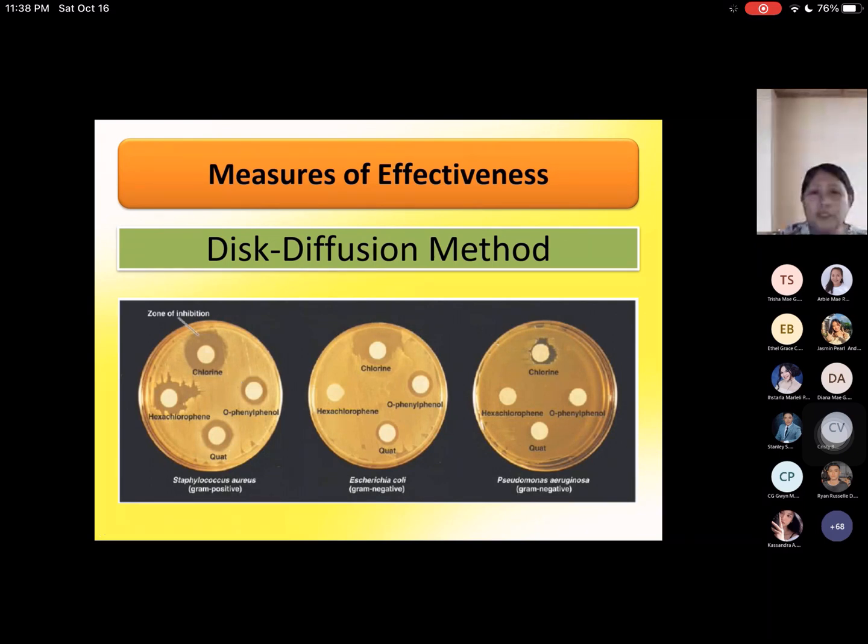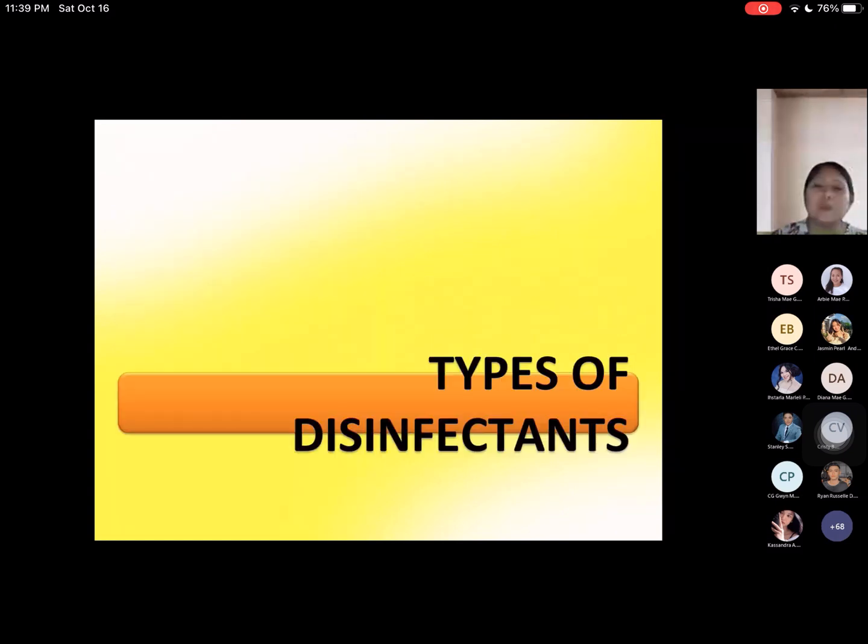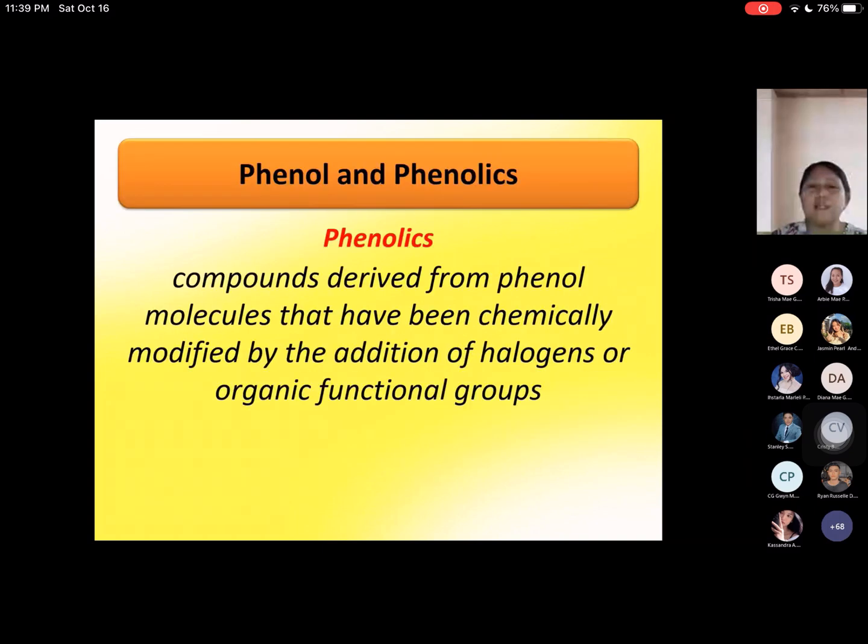Okay, so this is the disk diffusion method. In-use test, this is when you say in-use test, this is the actual use of the chemical agents. Okay, this is the realistic but time-consuming method for determining the efficacy of a chemical. Okay, for the types of disinfectants, we have the following. Okay, so we have the phenolics.